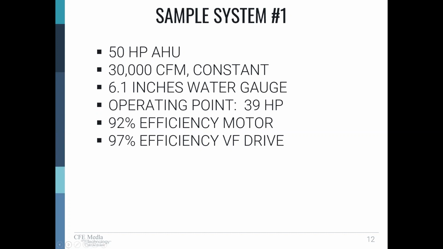If we want to get our 30,000 CFM constantly, then the typical approach is to put in a 50 horsepower motor and then reduce the speed down with a VF drive.